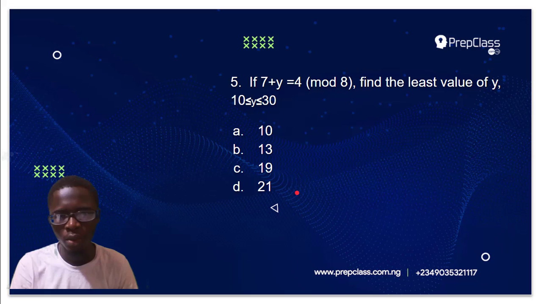So going on to the last question, it says, if 7 plus y is equal to 4 mod 8, find the least value of y. And we're now limited to the value of y, but this y has to be between 10 to 30 inclusively. So we are to add these boundary conditions. Perhaps if it happens to fall on 10, then you should consider the 10. And if it happens to fall on 30, we should also consider the 30. So let's see this.